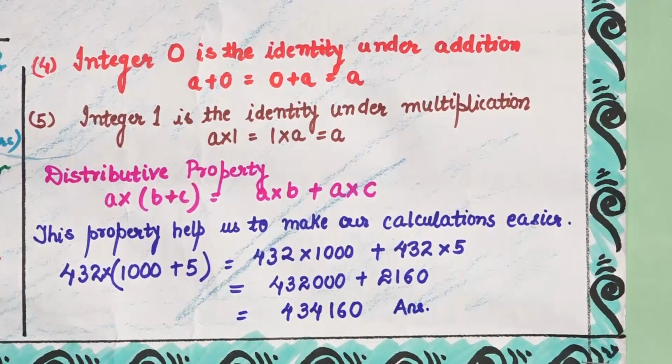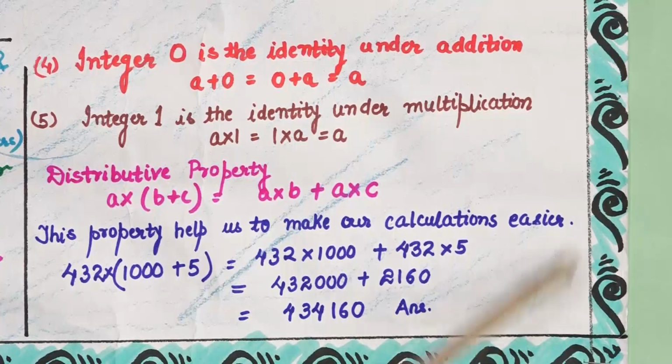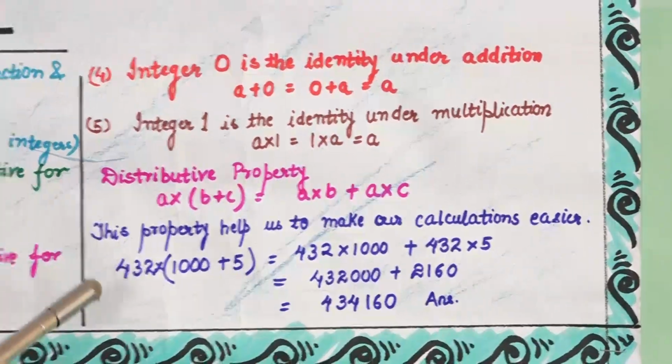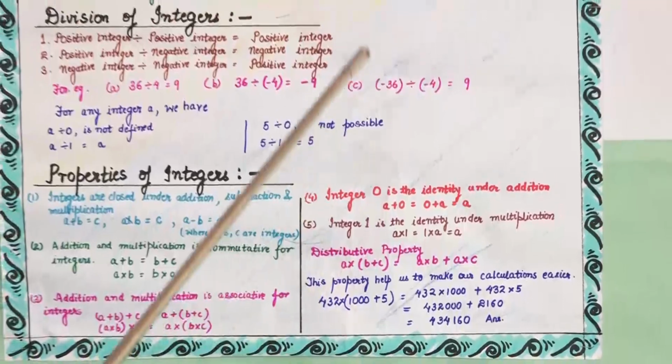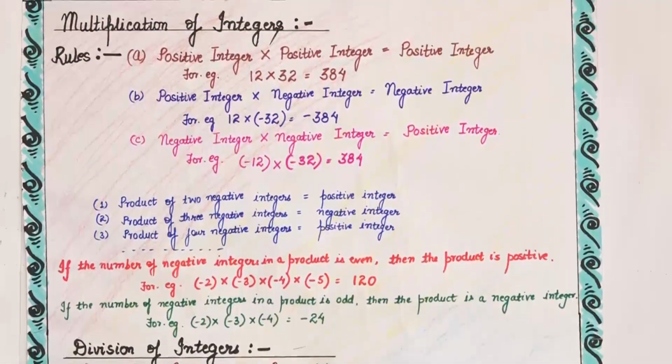So all these properties help us and save our time while doing calculations. So what we have learned in this module is certain rules: how to multiply, how to divide, and what these properties of integers are.